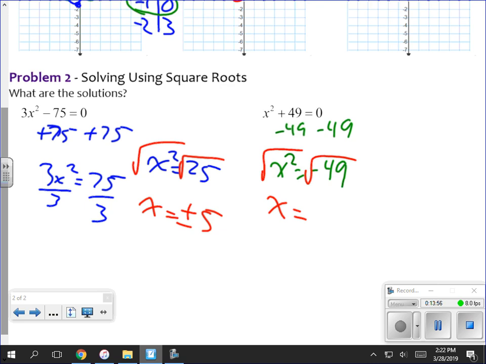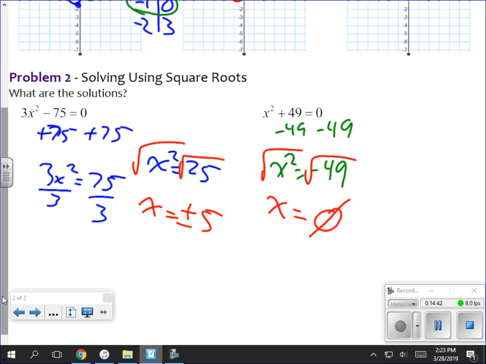No, because can I take the square root of a negative? No. But is there any number times itself that will be negative? Because a positive times a positive is positive, and negative times a negative is positive. The only way to get a negative is to multiply a negative and a positive, right? So this one is no solution. You can't take the square root of a negative number with what you know right now. You can, when you get to a certain level of math, we actually do that. But for where you're at, if you're trying to take the square root and say, I can't do that, done, no solution. Okay?